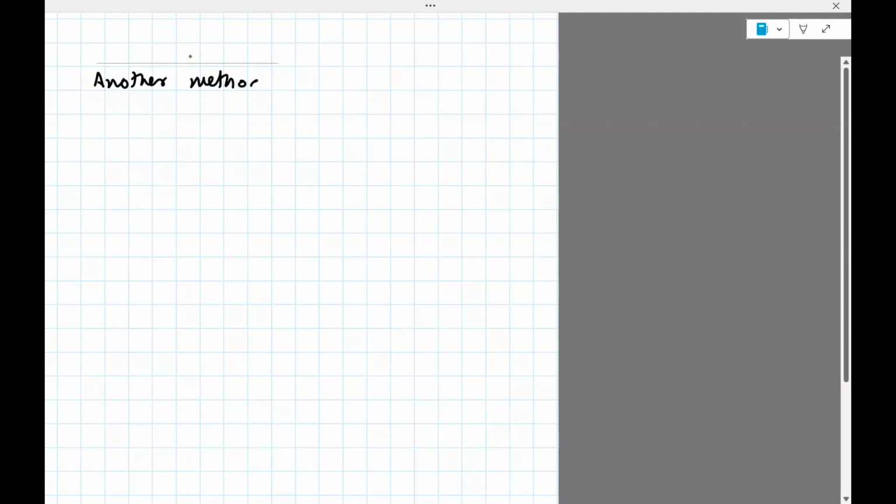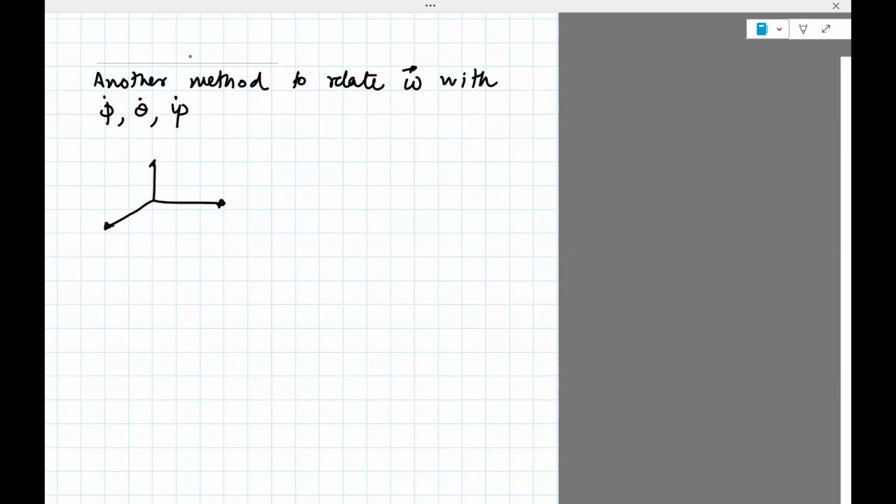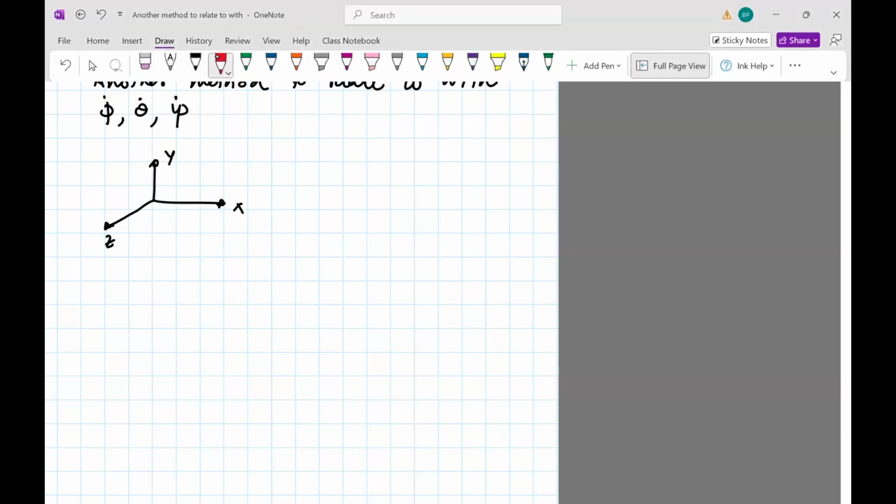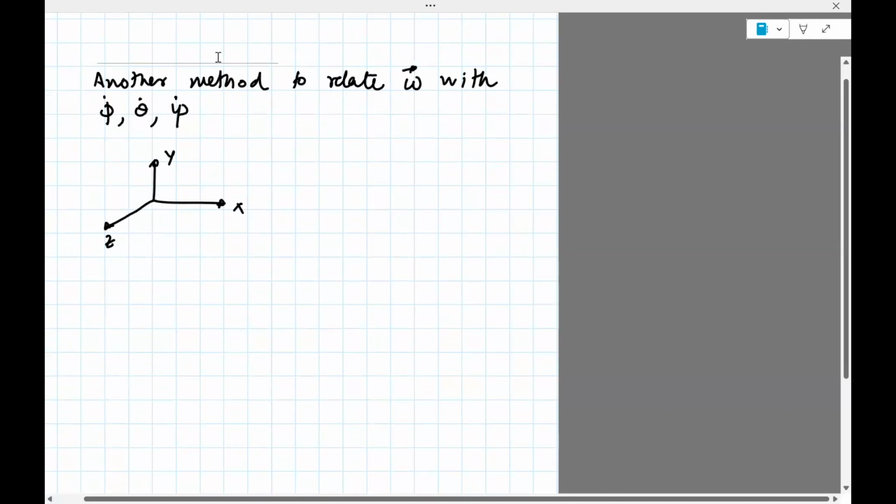So we have another method to relate omega with phi dot, theta dot, psi dot. Let's draw the frames x, y, z. Per our convention of Euler angles, we start with the rotation about the x-axis. Rx comes first, so we rotate about x.